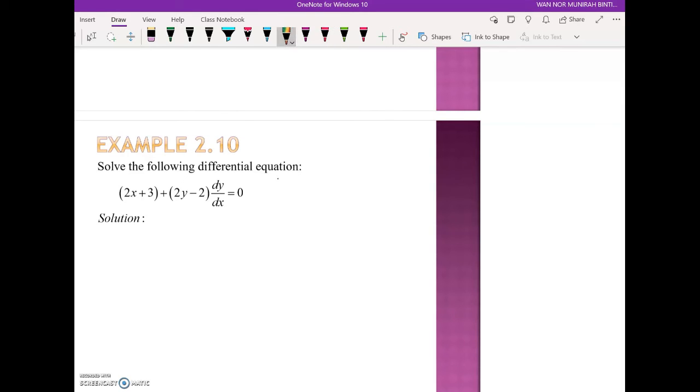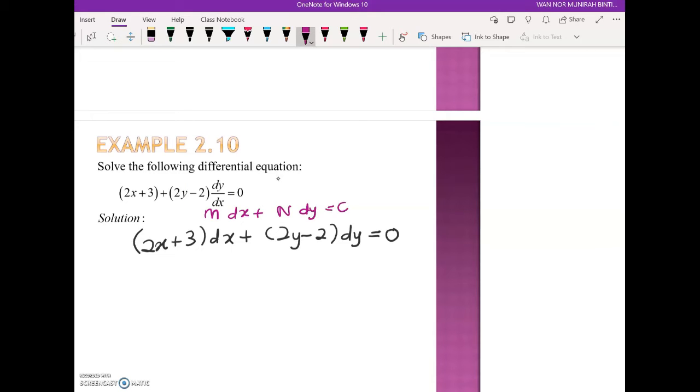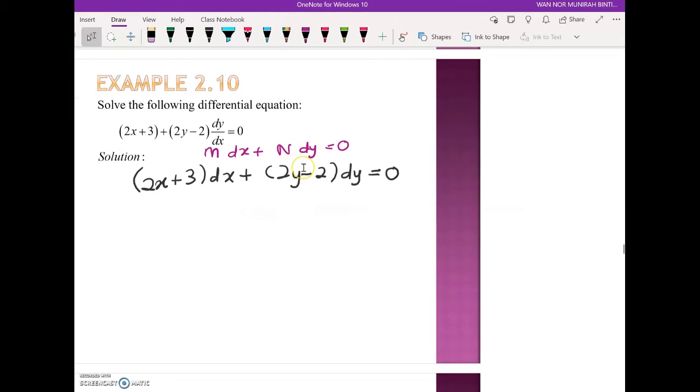So I try to match with the general equation. I have (2x plus 3) dx plus (2y minus 2) dy equals 0. First of all, I rearrange this equation in the form of M dx plus N dy equals 0. In order to say that I have an exact equation, what I need to do is the exactness test.